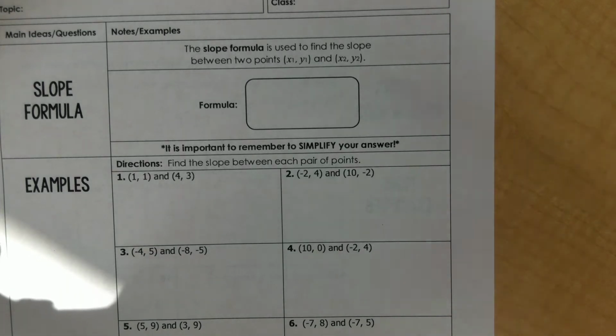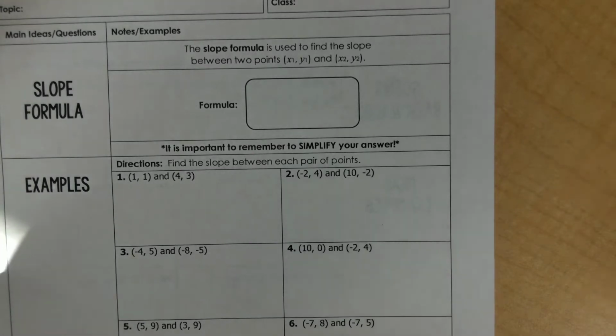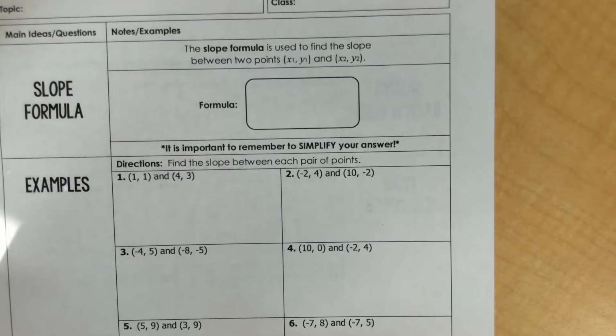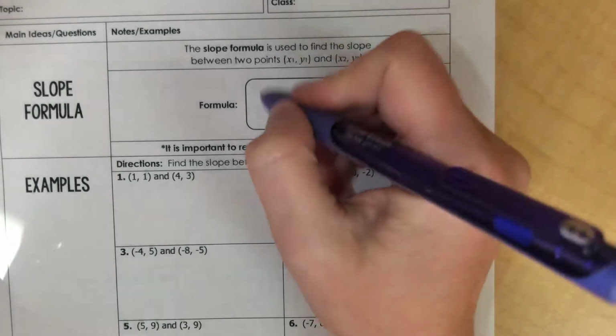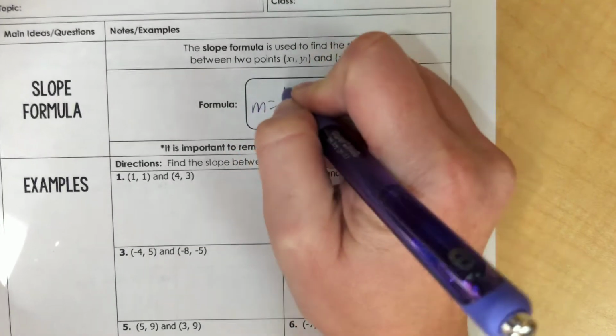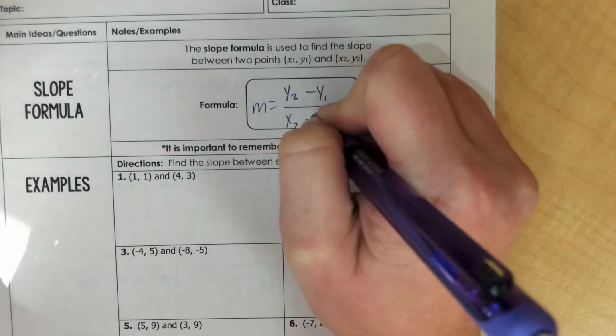So continuing our conversation of slope and rate of change for a linear function, sometimes we are not given the actual graph, so we can't just count rise over run. Or sometimes it's not exact whole numbers. So here is the slope formula that we'll need to know. M is equal to y sub 2 minus y sub 1 over x sub 2 minus x sub 1.